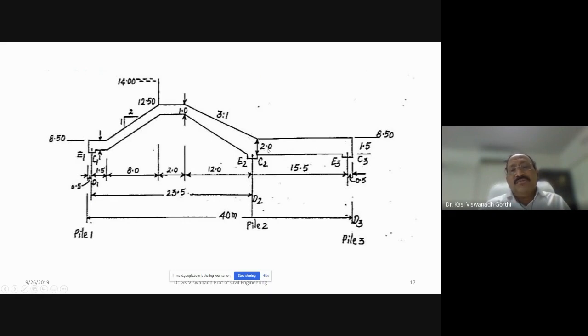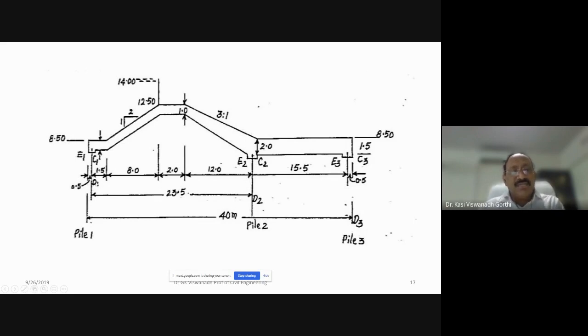The thickness of the weir is also varying, like 2, 1.5, and then here it is 1, and so on. The top level is 14.00. The bottom level is 12.50. So the head causing flow is 14 minus 12.5, 1.5, and the slopes are 2:1 and 3:1 on this side. There is pile line 1 and pile line 3 as end piles, and pile line 2, an intermediate pile, has also been provided.